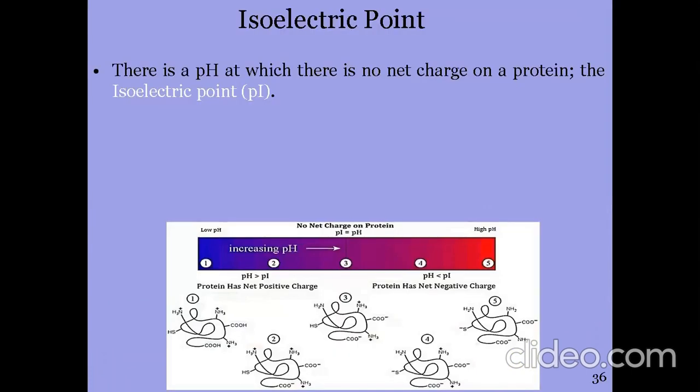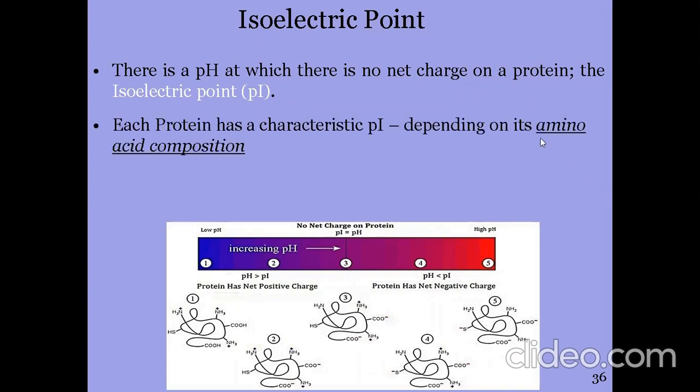Next to it is the isoelectric point. There is a pH at which there is no net charge on a protein, and this point is known as the isoelectric point. Each protein has a characteristic isoelectric point depending on its amino acid composition. When there is no net charge on a protein, positive and negative charges cancel each other. At that point, it is called the isoelectric point.